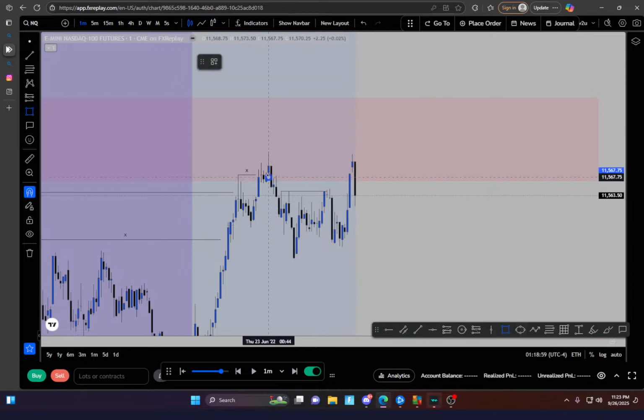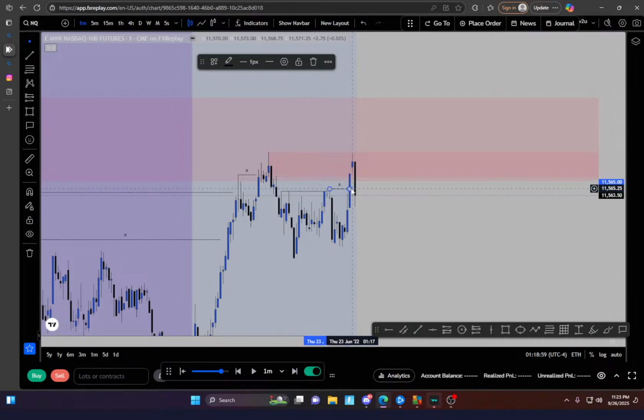What's going on? Reacting from this POI. Why are we reacting from this POI? Because number one, we took out this liquidity, and then we have speed. Also taking out this liquidity right here. So that means buyers are induced on low time frame. Like I said, don't look into it too crazy. Just learn the concept of taking out liquidity and buyers, imaginary buyers, being induced.